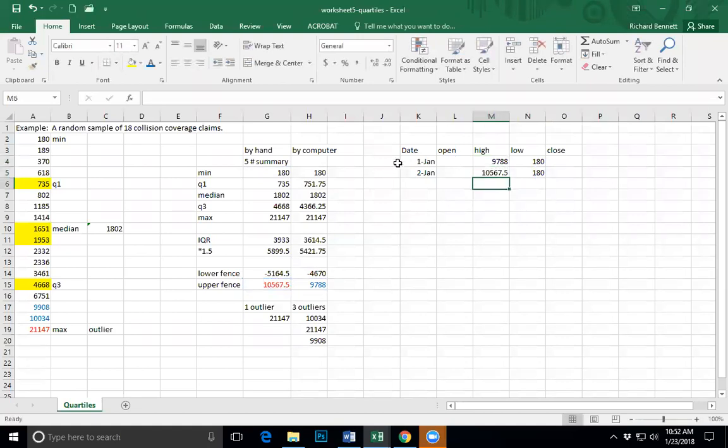Now your open, that's going to be your Q1. So this is going to be the 751, or the 735, depending on which data set I'm using. For the close, I'm going to use the Q3, which is the 4366 or the 4668. Now you're definitely going to want to practice this over the next few days, because this can be really confusing. Now here's the problem. What's missing from my 5-number summary?